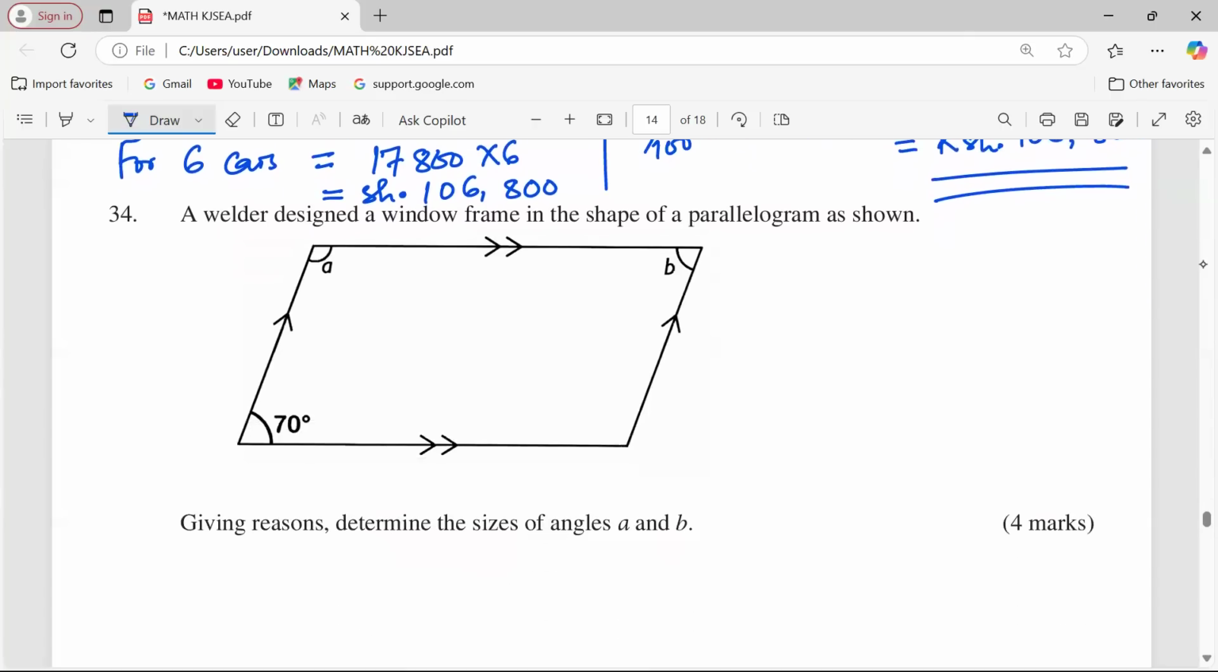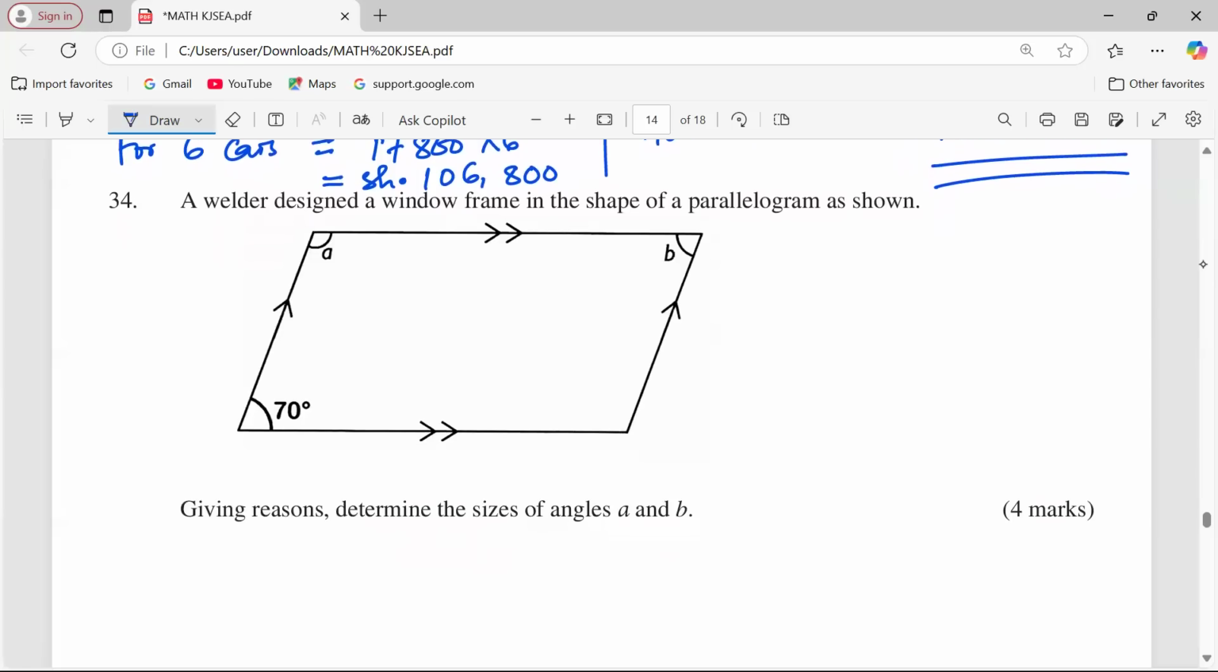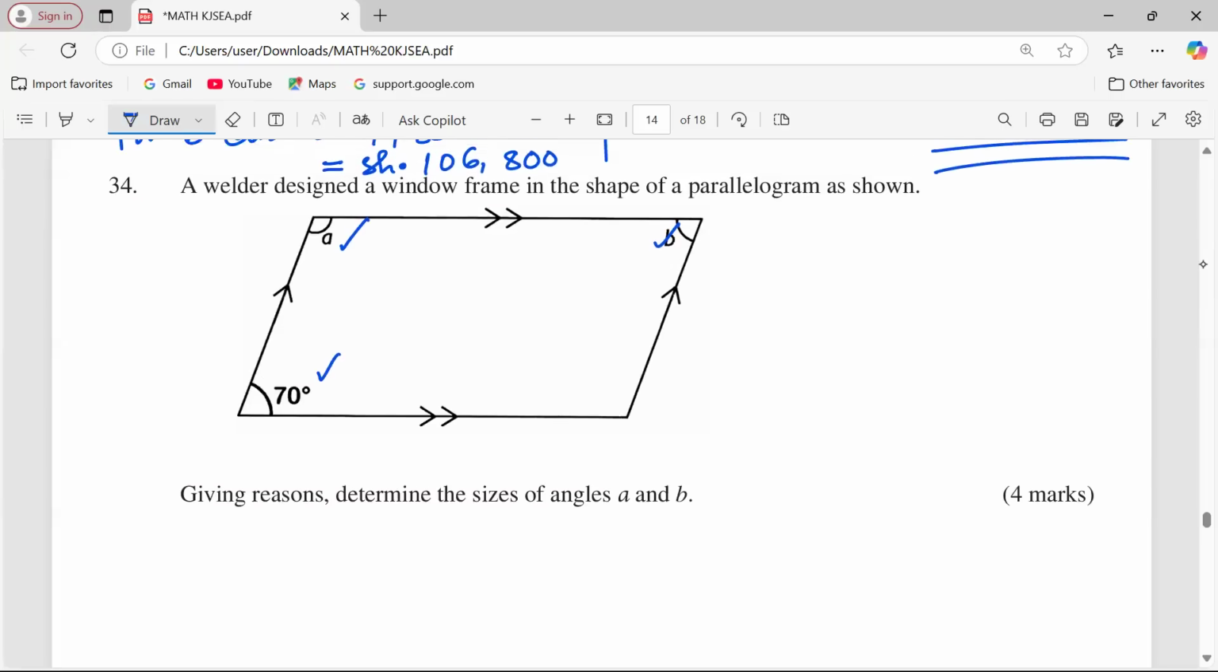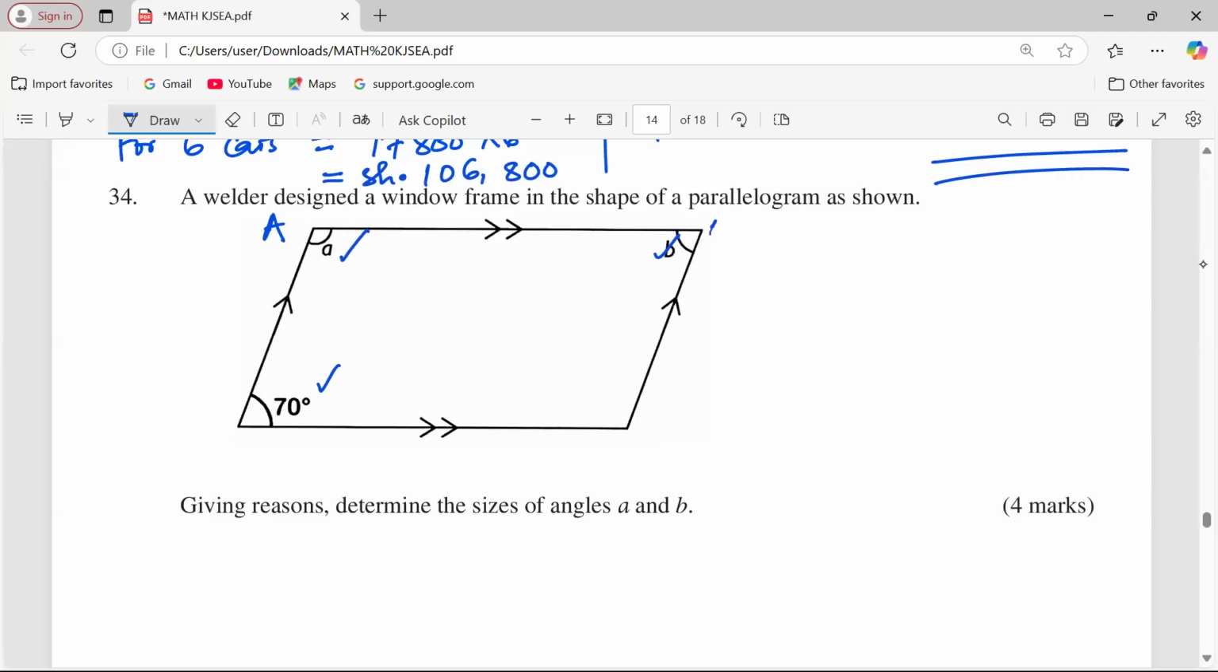Look at number 34. A welder designed a window in the shape of a parallelogram as shown below. So we have a window frame, which is in the shape of a parallelogram as shown. So we have an angle A, B, then an angle of 70 here. Giving reasons, determine the size of the angles A and B. Let me name it A, B, C, D, this is the window frame.